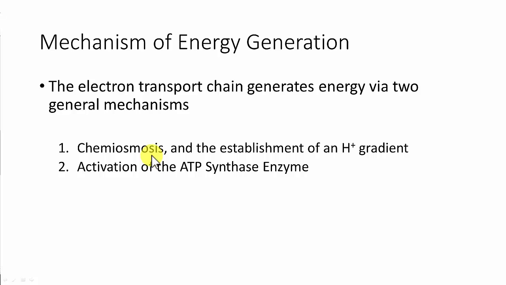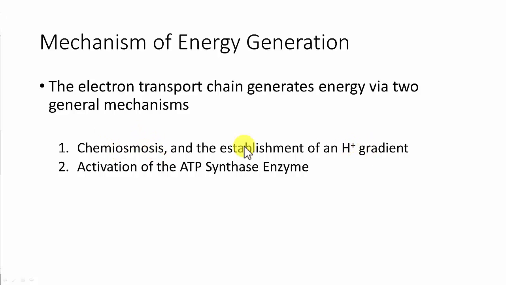Chemiosmosis. If you remember, osmosis is the movement of water across a membrane. Chemi is in reference to chemicals. So the movement, in this case, of chemicals, or ions specifically, across a membrane is what chemiosmosis means. That is going to involve ions known as H+, hydrogen ions, and they're going to move across the membrane.